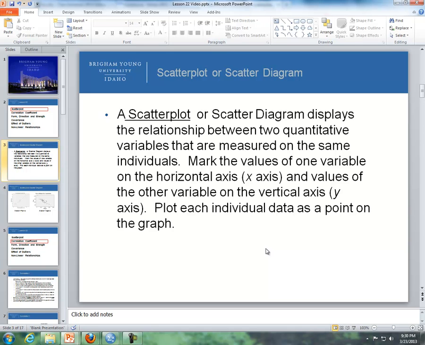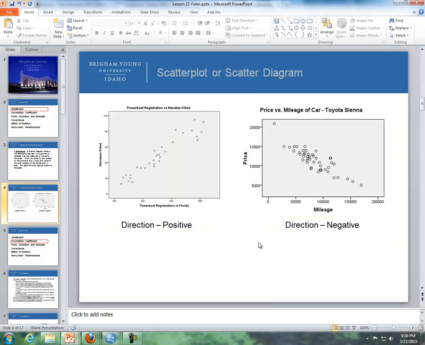So here are two examples of scatter plots. Let me describe this information here. First, the one on the left represents the relationship between powerboat registrations in Florida and manatee killed. Each point here represents a given year, where what was measured is the powerboat registration in Florida for a given year and the number of manatee killed in the waters. And what you see here is that as the powerboat registrations go up in Florida, more manatee are killed. This is an example called a positive relationship between two variables, meaning as one variable goes up, so does the other variable as well.